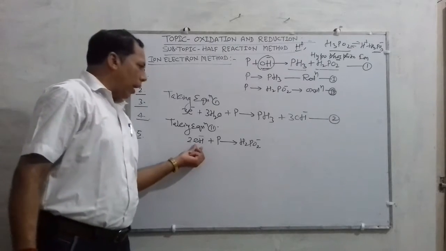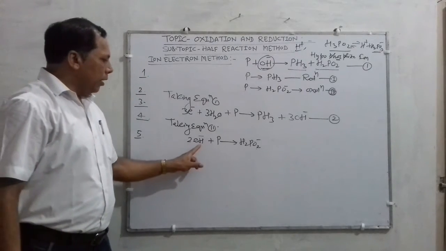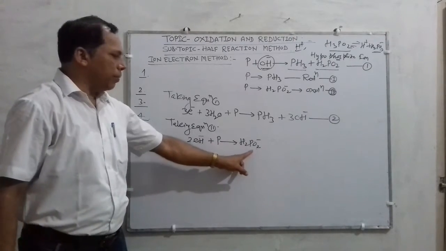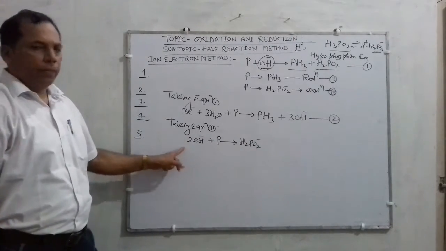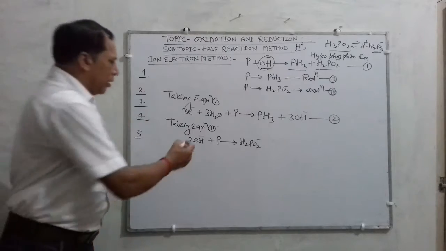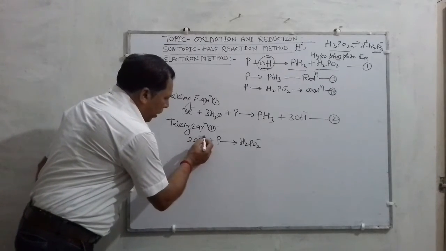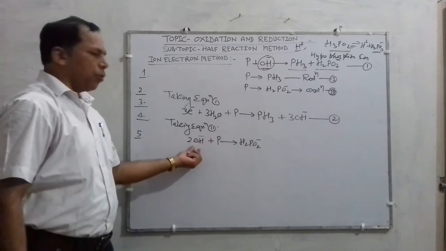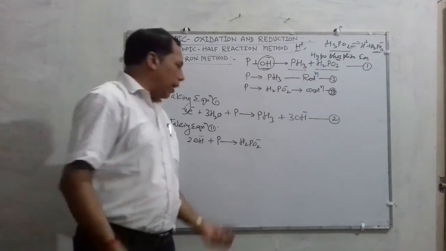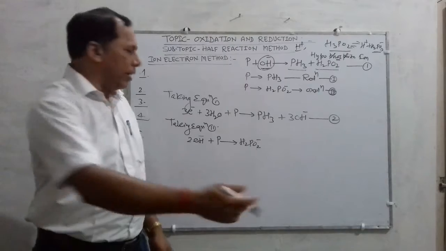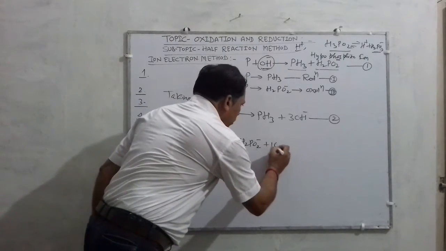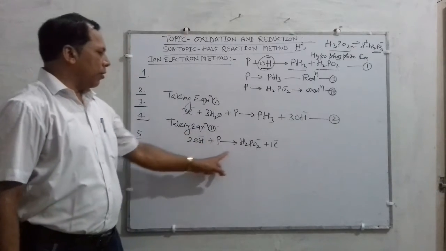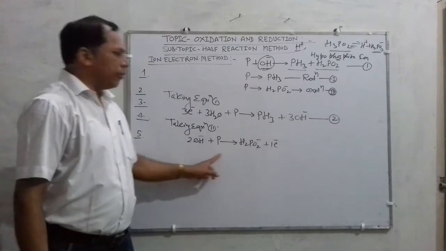And by adding two hydroxide ions, what is happening? That is two hydrogen, two oxygen, one phosphorus, one phosphorus. All are balanced, but the charges are unbalanced. There are two minus charges, 2 into minus 1 on the left, and H2PO2 minus 1 on the right. And according to the rule, if negative charges are in excess, then electrons are added on the reverse side. So add here one electron. By adding one electron, this reaction also gets balanced.